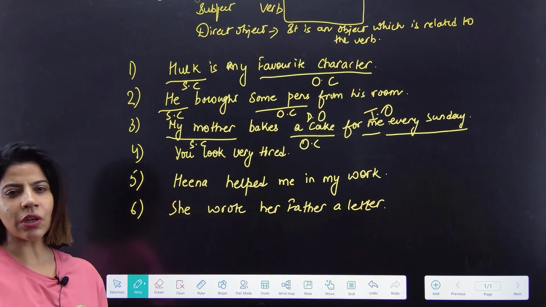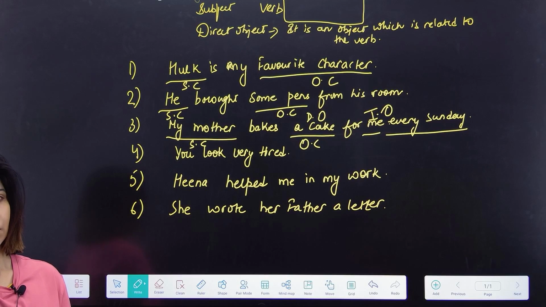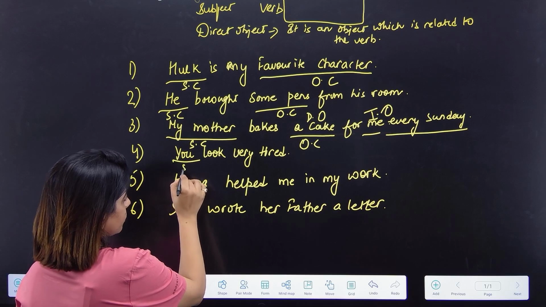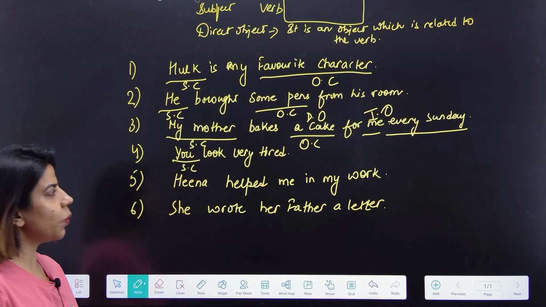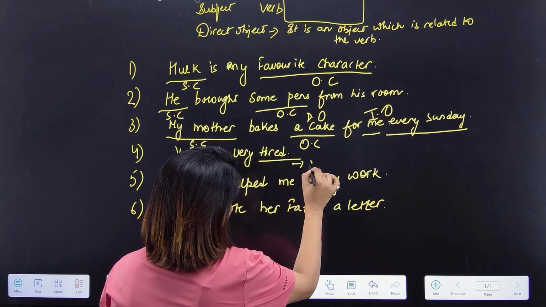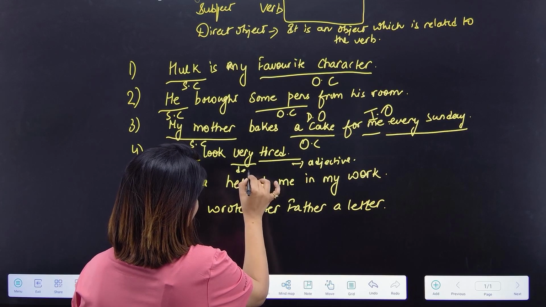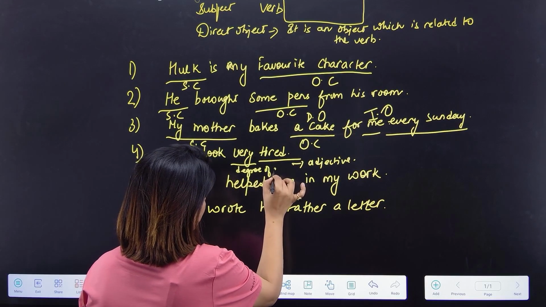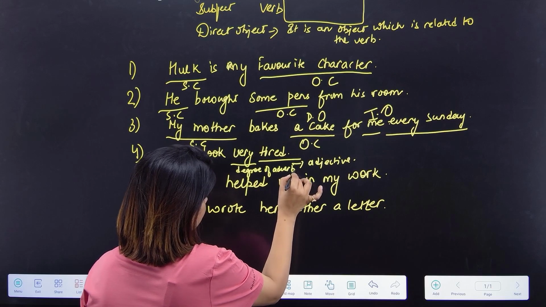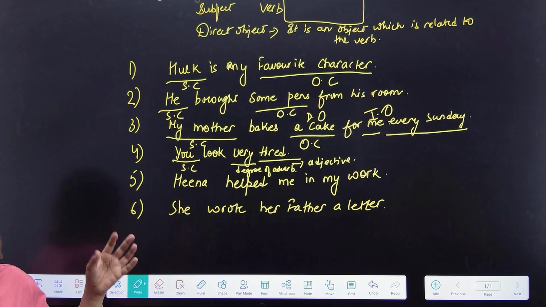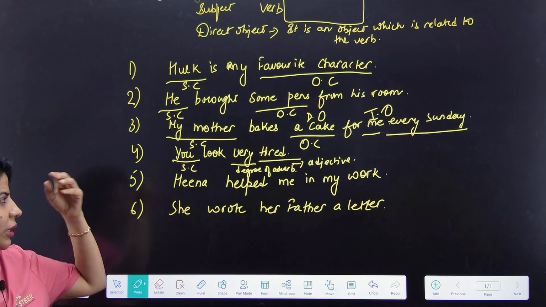You look very tired. No, tired is not object. It's not a verb. It's adjective. Tired is adjective. Very is the degree adverb. Objective nahi hai. There is no objective case in this. There is no object in this. There is only one, that is subjective case, the subject.